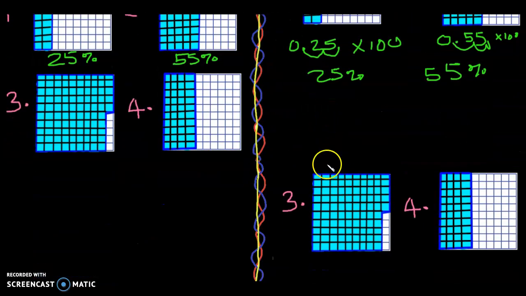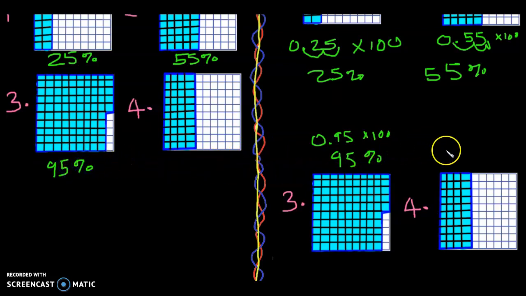Okay, so 1, 2, 3, 4, 5, 6, 7, 8, 9. 9 of them are completely filled, so that's 90%, right? And then you add the other 5, so 95. Multiply that by 100 and it's 95%. Okay? And then here we just have 4 completely filled, so 0.4.